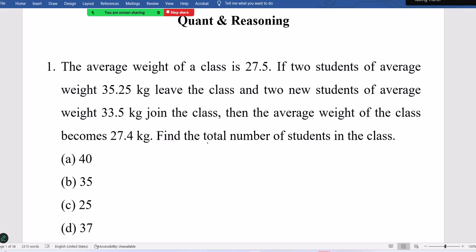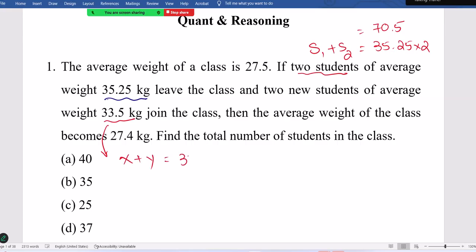Here 35.25, two students are there. So the sum of their weights is 35.25 into 2, which is 70.5. Now the two students who joined, new candidates X and Y, let us say, their summation is 33.5 multiplied by 2, which is 67.